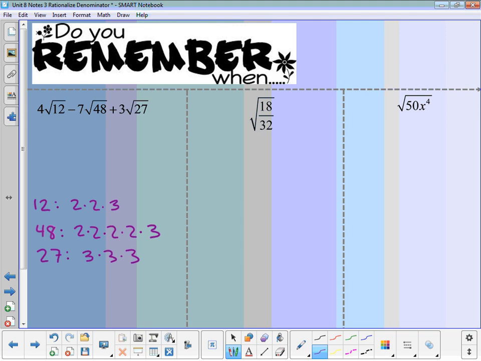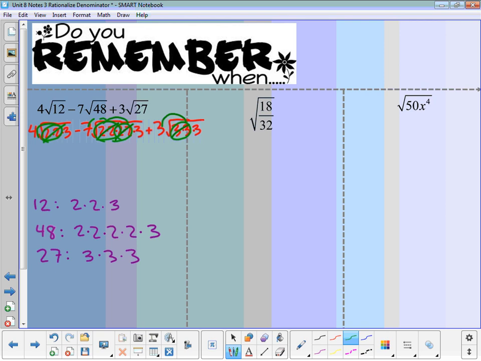So if I look at what I can simplify in all those, 4 root 12 would be 4 square root 2 times 2 times 3, minus 7 square root 2, 2, 2, 2, and 3, and plus 3 square root 3, 3, and 3. And I look for my pairs. I can take a pair of 2's out, 2 pairs of 2's, and a pair of 3's. And remember, when we take those out, they go away. They disappear from under the radical.